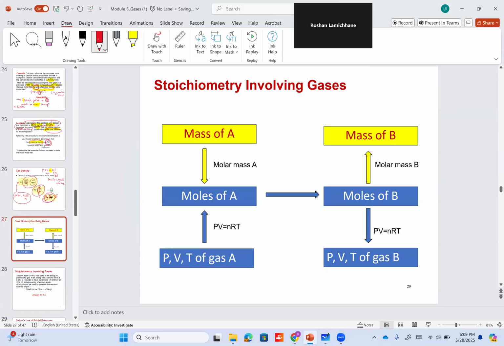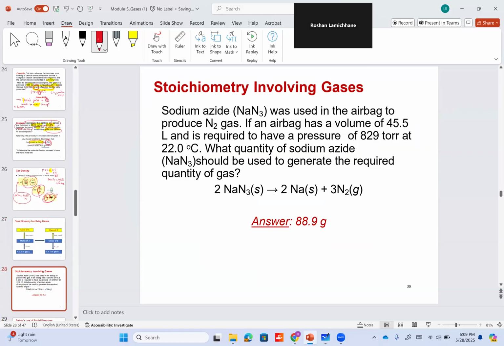One last problem, stoichiometry involving gases, and then that'll be it for this video. We talked about stoichiometry during the last 2 lectures. Now we're going to see how stoichiometry can be combined with our ideal gas law. For example, it's talking about an airbag.